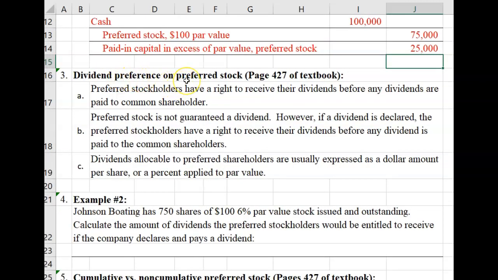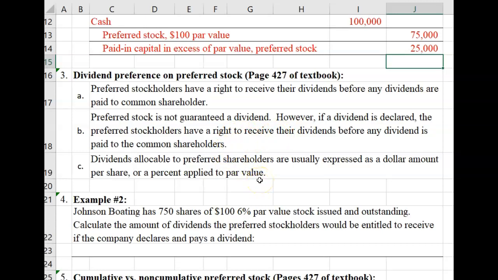Dividend preference on preferred stock is discussed on page 427 of your textbook. Preferred stockholders have a right to receive their dividend before any dividends are paid to common shareholders. Preferred stock is not a guaranteed dividend. Corporations are not required to pay dividends. Therefore, having preferred stock simply does not guarantee a dividend. However, if dividends are declared, the preferred stockholders have a right to receive their dividends before any dividend is paid to common shareholders.